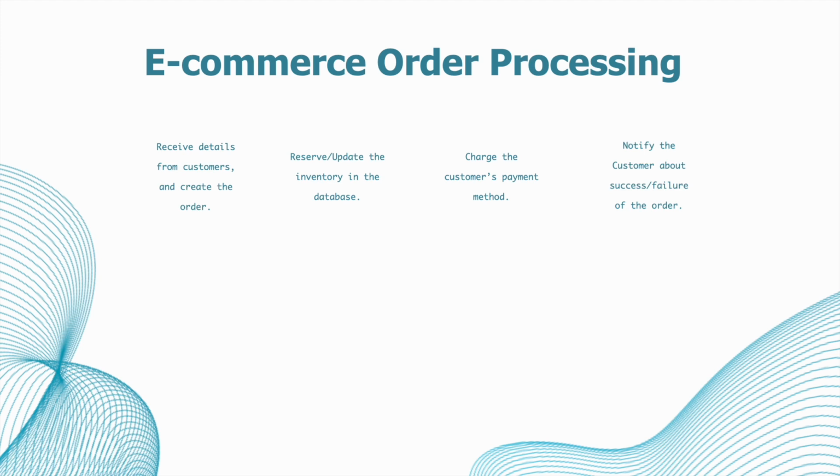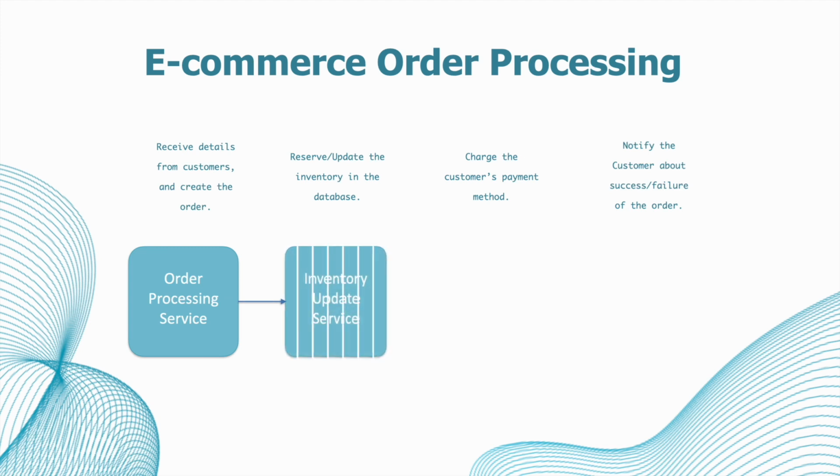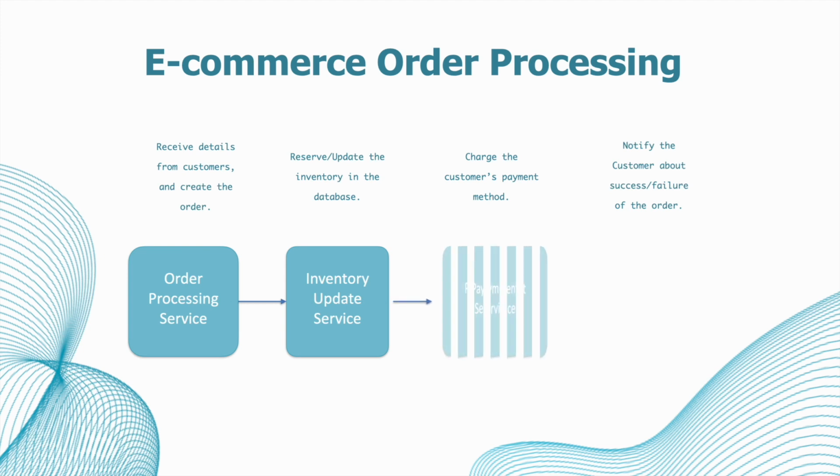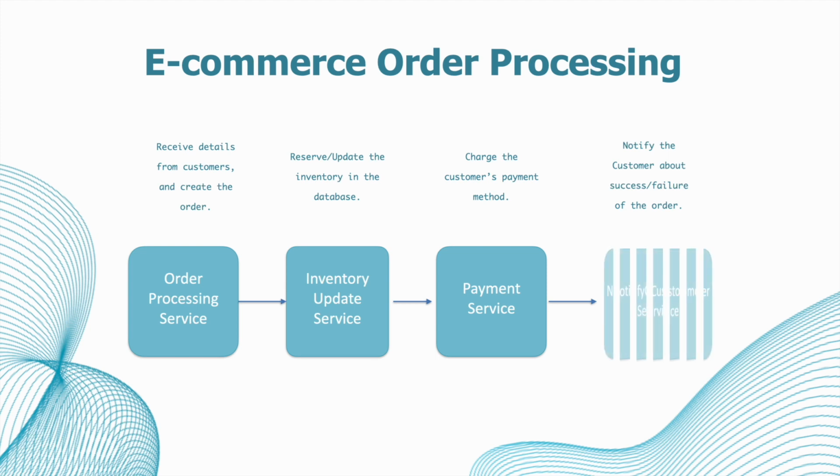If we convert all of these into different microservices, this is how it will look. Firstly, we'll have an order processing service that processes the order for the customer. Then we'll have an inventory update service which goes in the backend and reserves or updates the entry in the databases. Then we'll have a separate service for the payment. And the final service is responsible for sending a notification to the customer once the order is successful.